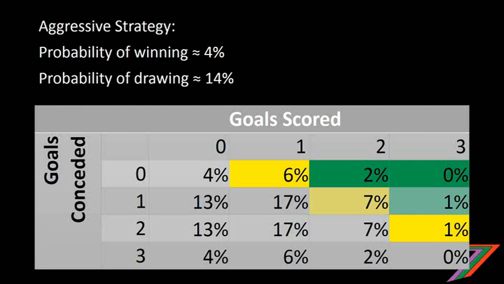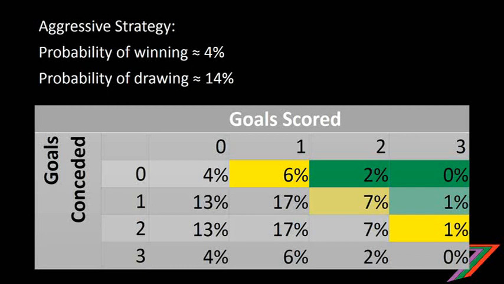How about drawing? As you can see from the yellow boxes, it seems like the chance of drawing is going to be either scoring 1 goal and conceding none, or scoring 2 goals and conceding 1, with a slim chance of scoring 3 and conceding 2. That's only about 1%. So you add up the percentages and it gives us approximately a 14% chance of drawing. So is the aggressive strategy better than the normal strategy?